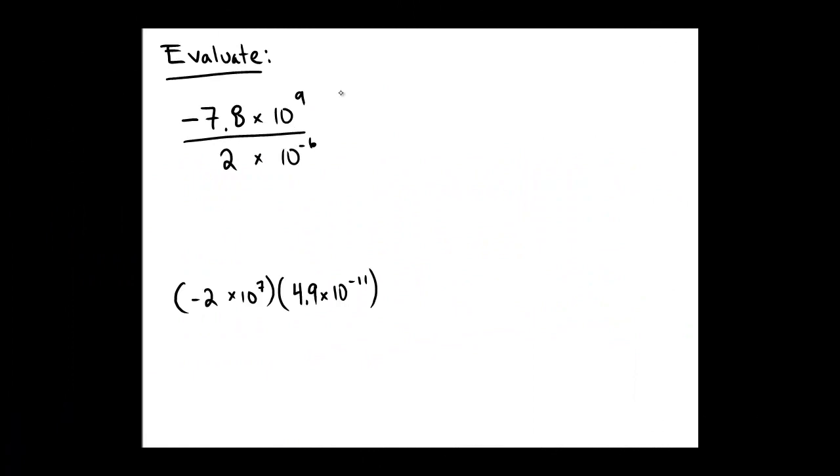Evaluate these arithmetic problems involving multiplication and division of scientific notation numbers. So the first example is negative 7.8 times 10 to the 9th over 2 times 10 to the negative 6th. Following our typical rules, this equals, and we're going to divide the numerical parts, negative 7.8 over 2. Well, they're all numerical, but the parts in front of the exponentiation on the 10. So negative 7.8 divided by 2 would be negative 3.9.